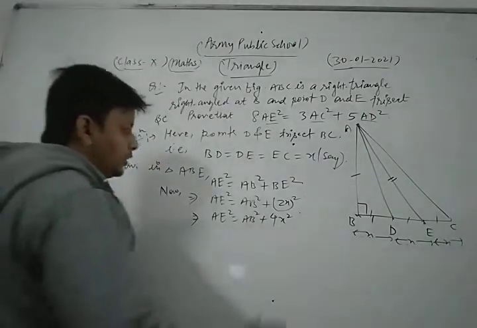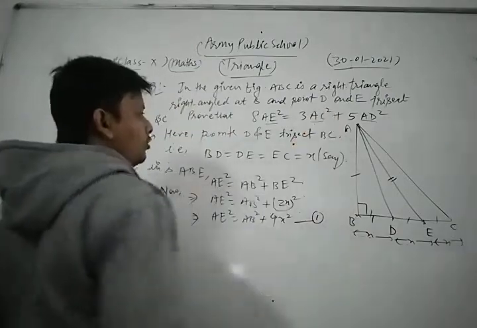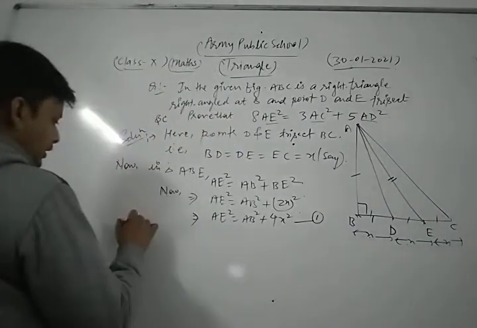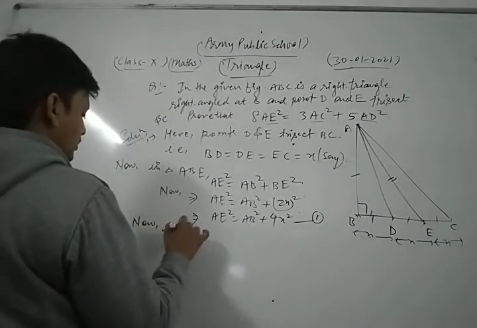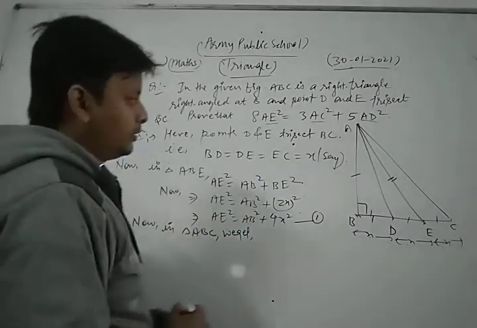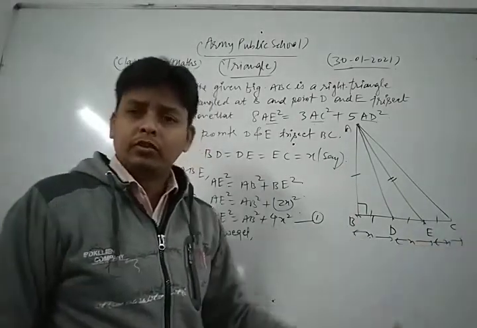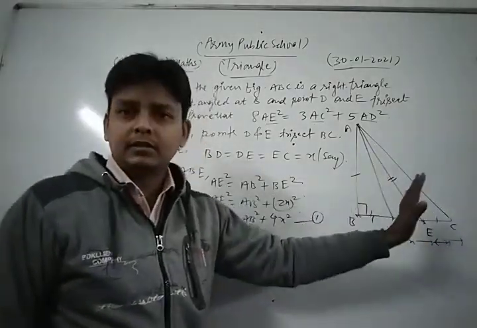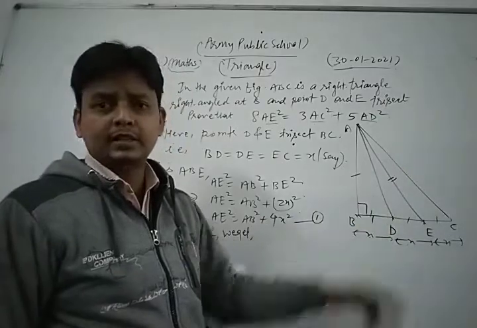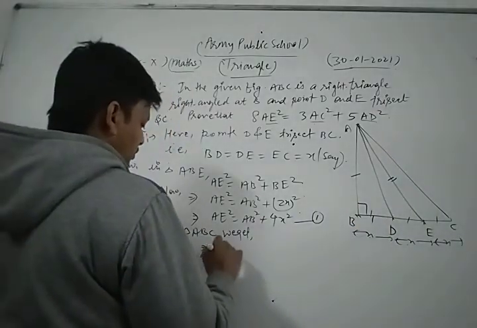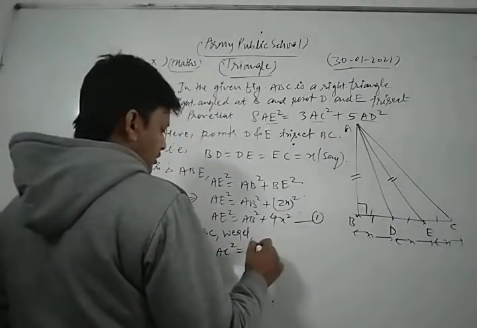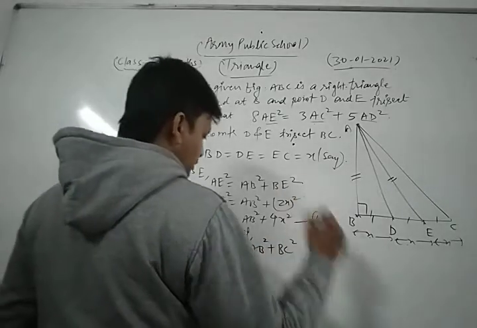Now we take this as equation number 1. Now we also find the value of AC square. For AC square we take triangle ABC. In triangle ABC, AC is the hypotenuse, and the square of the hypotenuse is equal to the sum of the squares of the other two sides. So AC square is equal to AB square plus BC square.